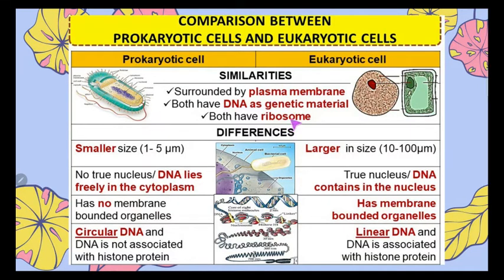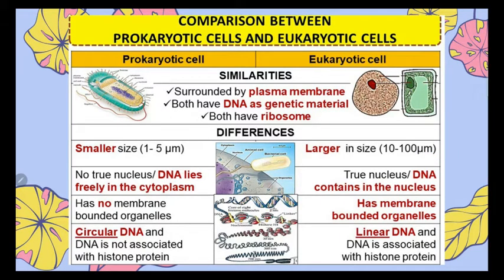not membranous organelle, or organelle without membrane. So the only one organelle that has no membrane is ribosome. Okay, so for the differences, there are a few aspects. The first one, of course, in terms of size: prokaryotic cell is smaller in size, while eukaryotic cell is larger in size. So this is the size, 1 to 5 micrometer for prokaryotic cell and 10 to 100 micrometer for eukaryotic cell.